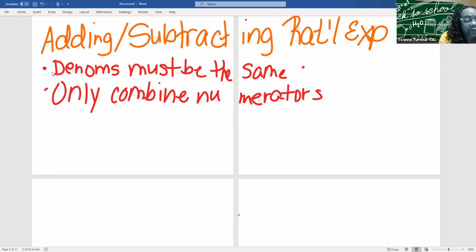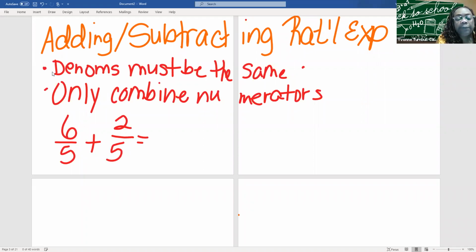Let's look at a regular fraction first, a fraction we learned back in third grade: 6/5 plus 2/5. It's a simple fraction. If the denominator stays the same, my suggestion is to go ahead and write it in the answer section. That's one less thing you have to worry about. The denominator stays the same, so now let's just add the numerators. 6 plus 2 is 8, and we are done. Only combine numerators, and I did exactly what I just wrote.